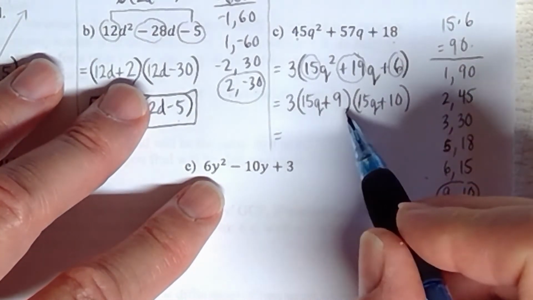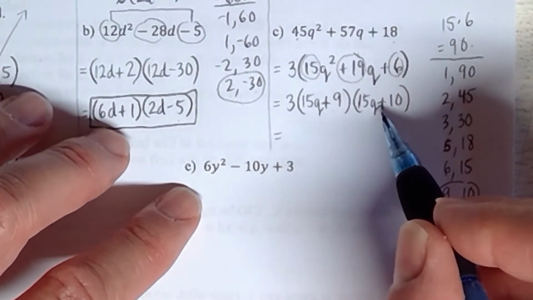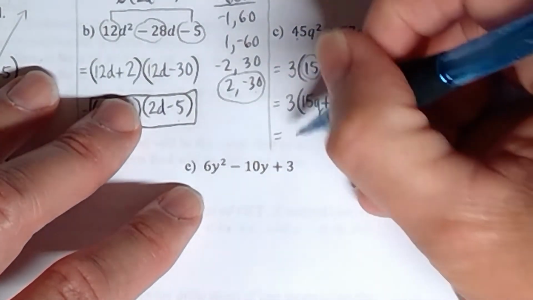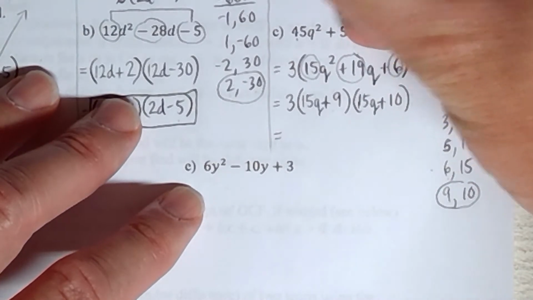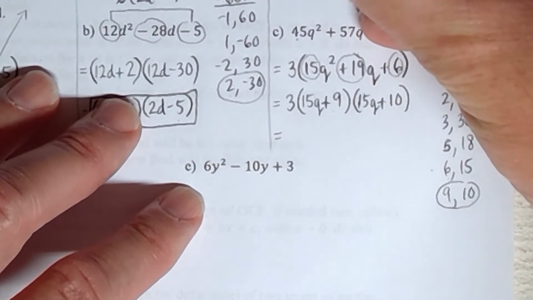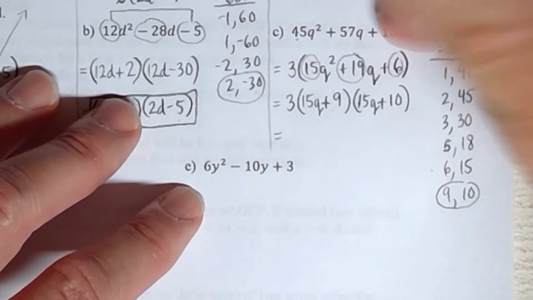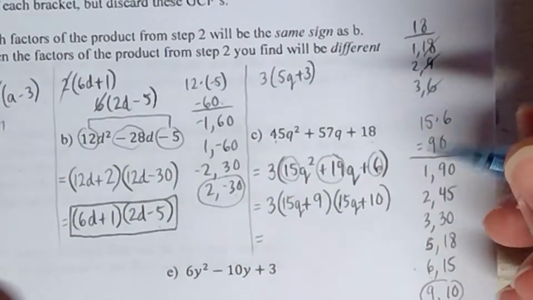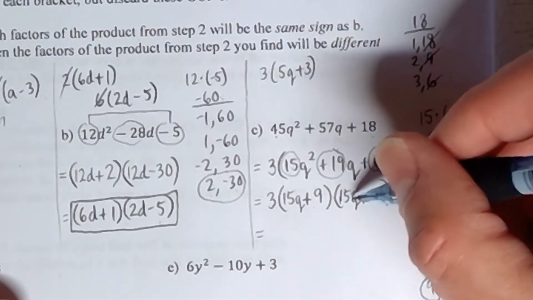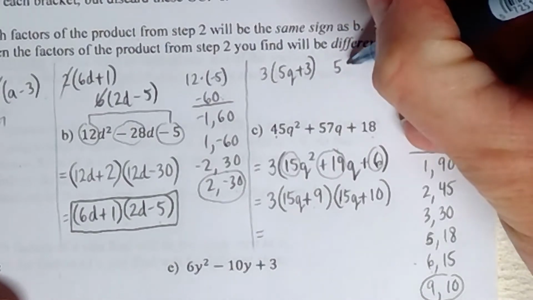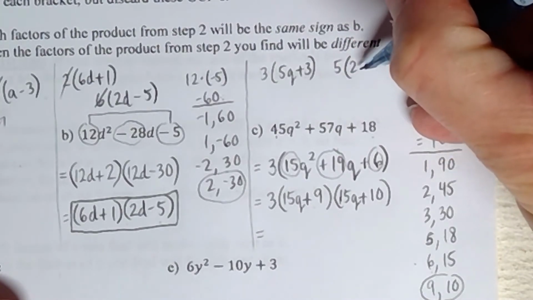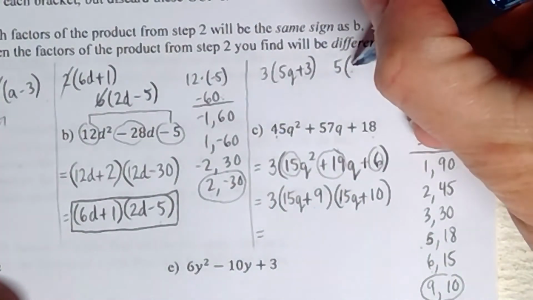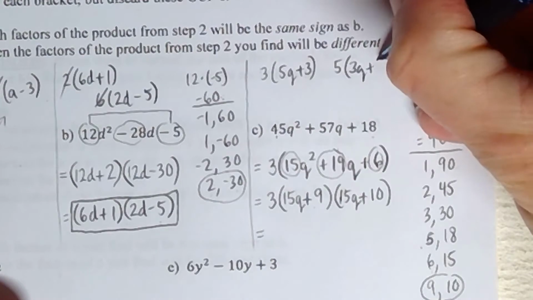And then we need to do that thing where we factor out the GCF out of each bracket, the last step of the Berry method. So for 15q plus 9, if I factor out the GCF, which is 3, I'm going to get 5q plus 3. Sorry, that came off the page there. There we go. And then the other one, if I factor out the GCF, that's going to be 5. And so that would be, when I factor it out, 3q, not 2q, 3q plus 2. Like that.